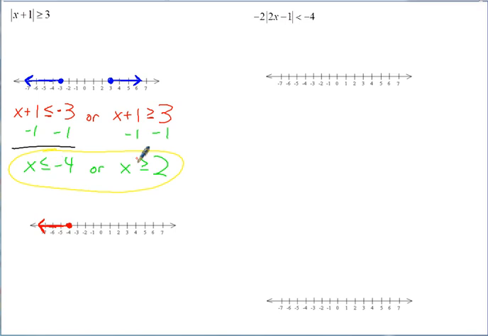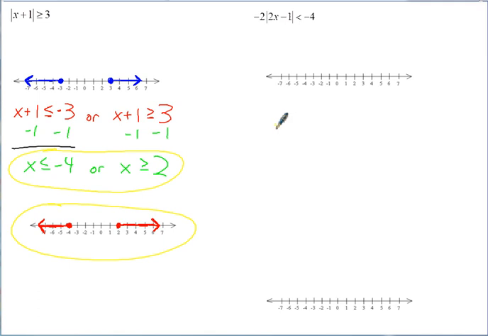Or the other possibility is greater than or equal to 2. So if it's greater than or equal to 2, it's to the right of 2. So once again, the arrow's pointing in the same direction as the inequality sign. Now we've got a graph of our solution. So this first graph is to help us rewrite it here, and then the second graph is our final solution.